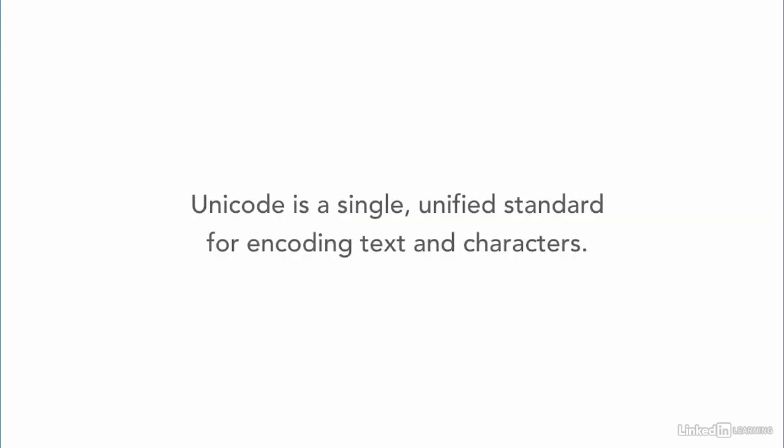Unicode is a single unified standard for encoding text and characters that aims to support all of the languages in the world, past and present, and all of the symbols that we use to communicate. Currently, Unicode supports around 140,000 characters, covering everything from the capital letter A to the mathematical symbol for less than or approximate to the friendly snowman emoji.